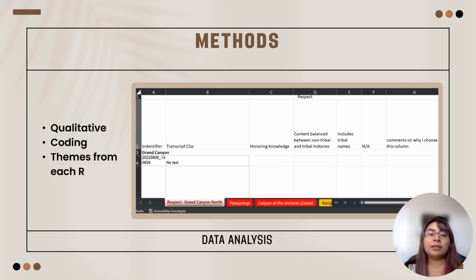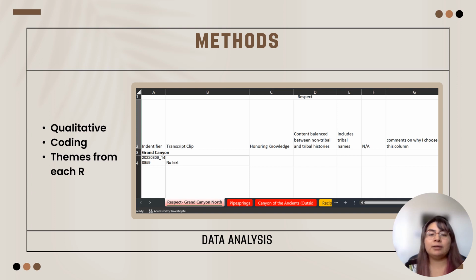And then the other method is looking at data analysis. After getting that information from the metadata, this research was really highly qualitative. So I'm using coding currently to find themes from each R within these different signs from these different locations. Here's just a screenshot of what that looks like. I'm still in the initial phases of it. This is just a draft. I'm working through different versions and looking at how I could best develop this efficiently.